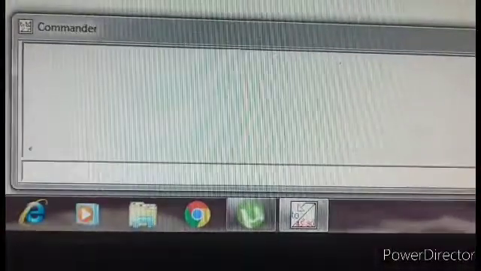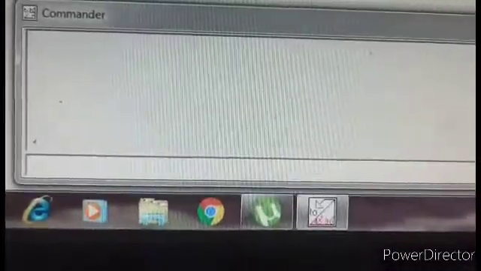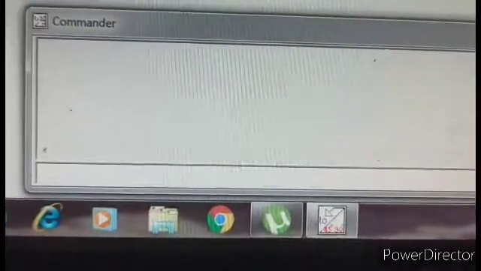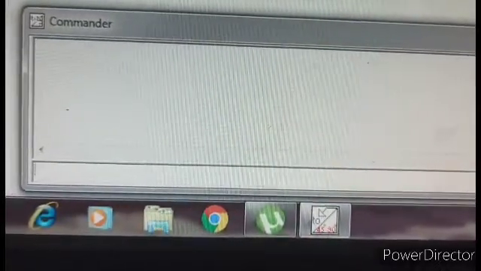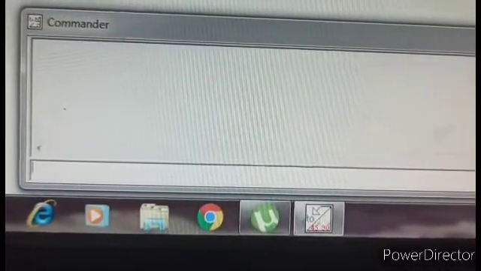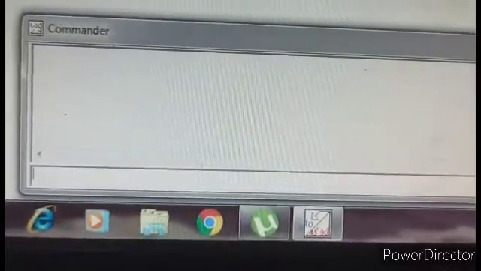Now the question is how to enter the Logo primitives or Logo commands. Always remember that Logo is not case sensitive. That means you can type the commands in capital letters or in small letters, both.